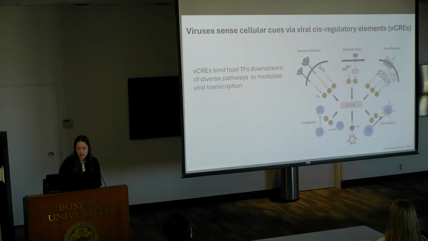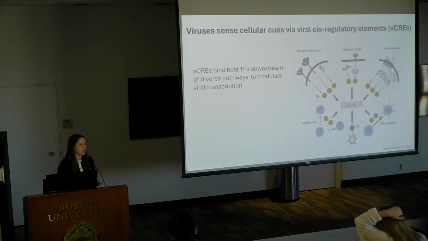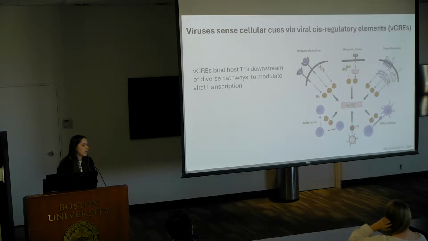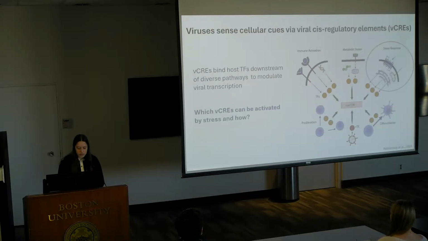And so what viruses can do is that by binding host TFs at these sites, they can dynamically regulate gene expression, and they can also find ways to persist in the host and switch their different stages between latency, reactivation, active replication, and immune evasion. Until recently, less than 200 viral CREs were known, but our lab has identified over 2,000 active elements across over 30 viruses. What we still don't know is which viral CREs can be activated by stress and how that really works.